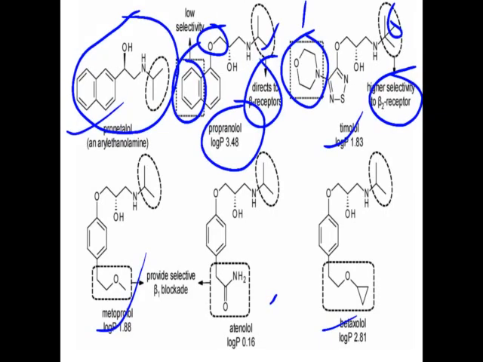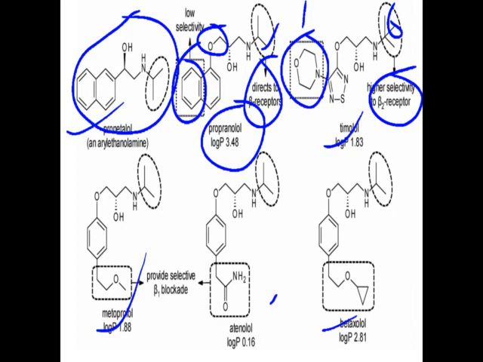Okay, so we will stop here. In today's lecture we have seen the general structure of beta blockers, and how the modification can be done in an adrenergic agonist drug so that the drug becomes an antagonist. Then we have seen some examples of beta blockers. Then we have seen the classification of beta blockers: selective and non-selective. Selective means they bind particularly to the beta 1 receptor or beta 2 receptor. Non-selective means they can bind to both beta 1 and beta 2 receptors.